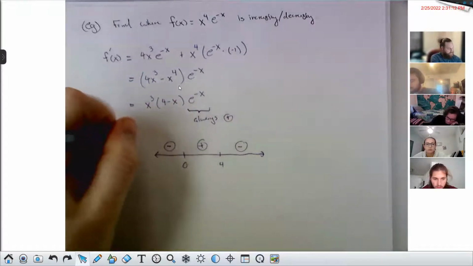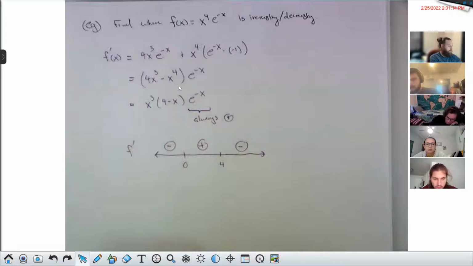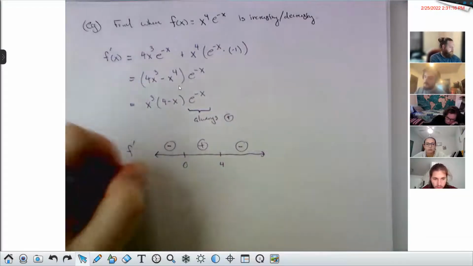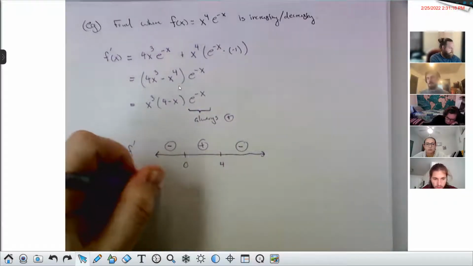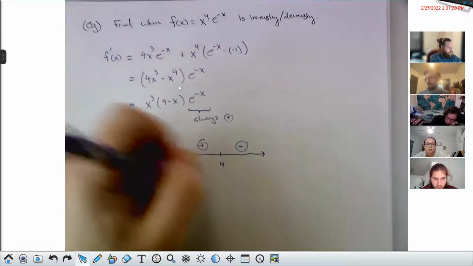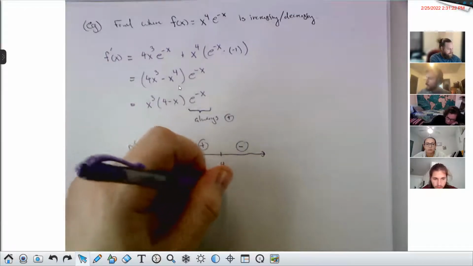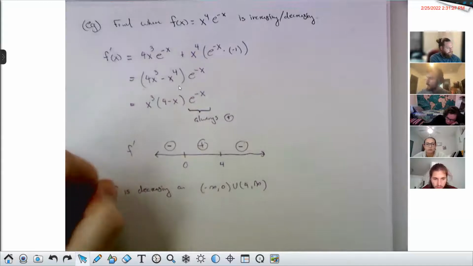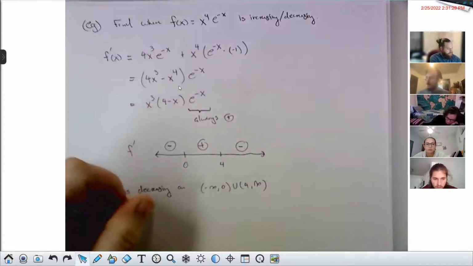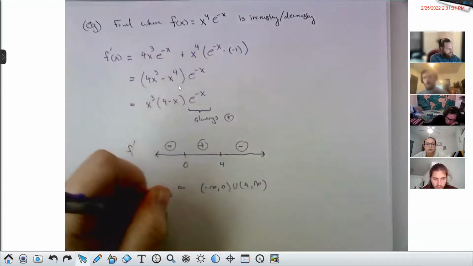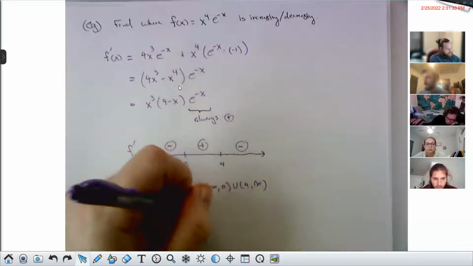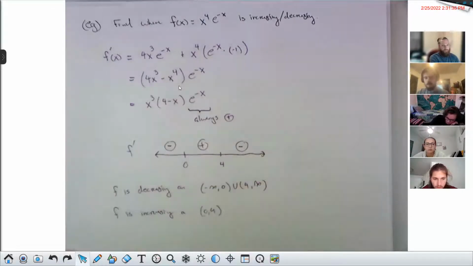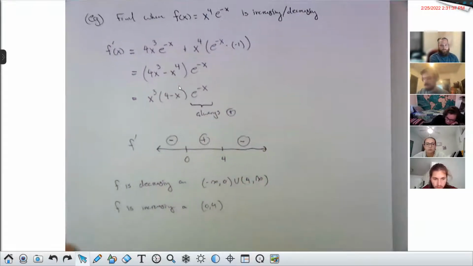All right, so fast. Thus, f is decreasing on negative infinity to 0 and 4 to infinity. F is increasing on the interval 0 to 4. That's super fast.